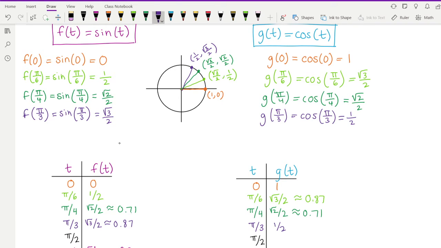Okay, last one that we're doing together is pi over 2. So pi over 2 is a 90-degree angle. And so the coordinates of that point are 0, 1. And so that tells us that f of pi over 2, so sine of pi over 2, is equal to 1, whereas g of pi over 2, which is cosine of pi over 2, that is equal to 0. So we can put 1 and we can put 0.